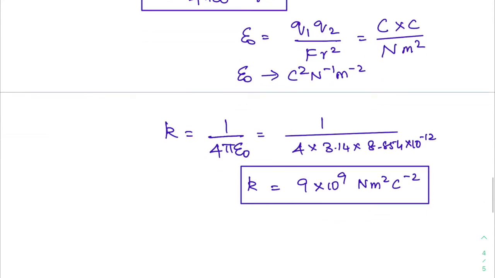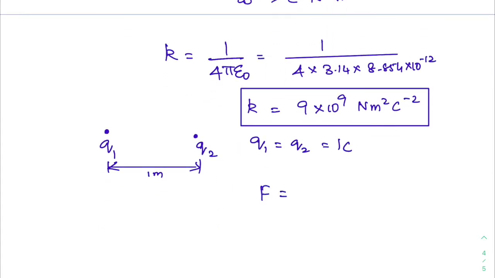So if I have two charges which are displaced by a distance of 1 meter, and if the magnitude of these two charges is 1 coulomb each, then the force experienced between the two charges is going to be 1 by 4 pi epsilon naught, Q1 is 1, Q2 is 1, and R is 1. So on the whole, I'll get 9 into 10 power 9 Newton.